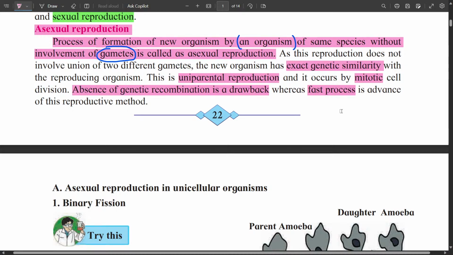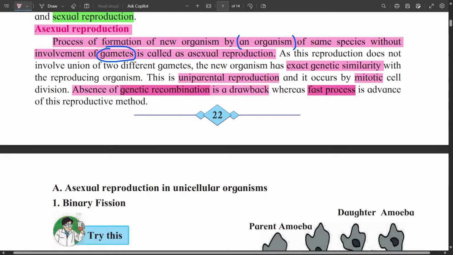So to adapt to the changing environmental conditions, generations of organisms have to change their characteristics, and these changes are possible through genetic recombination. In asexual reproduction, genetic recombination is absent, but being a fast process is the advantage.